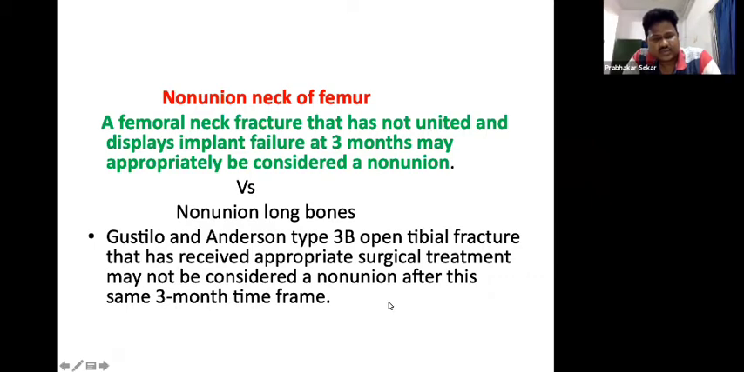But in the long bones, non-union is not so like the femoral neck. The latest version is that Gustilo-Anderson type 3B open tibial fractures that have received appropriate surgical treatment may not be considered non-union after this same 3-month time frame. So the 3-month time frame is given only for the femoral neck, and for other long bones, more than 3 months or up to 9 months.